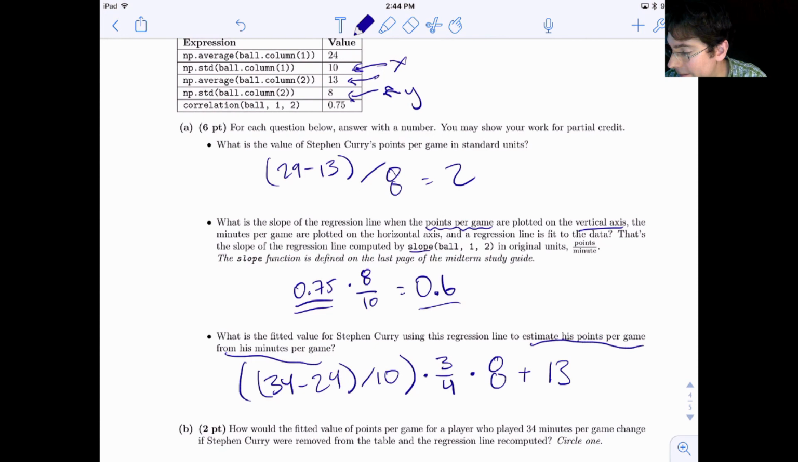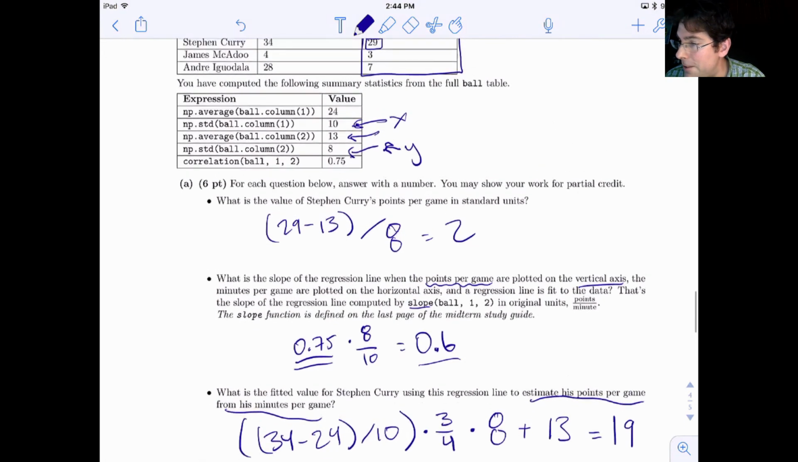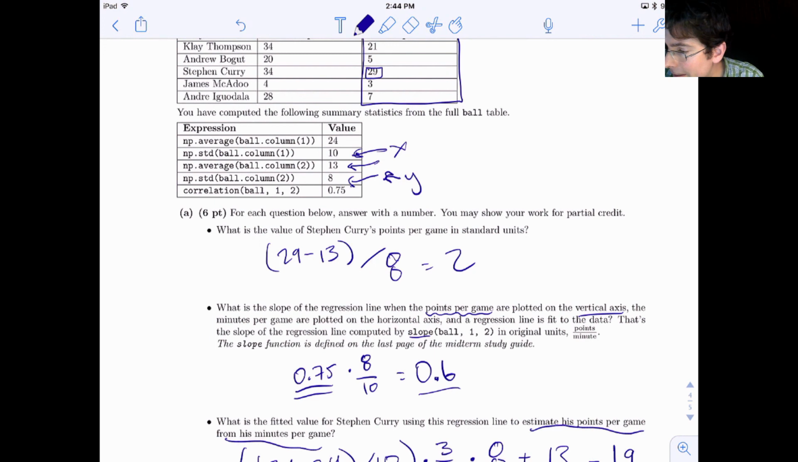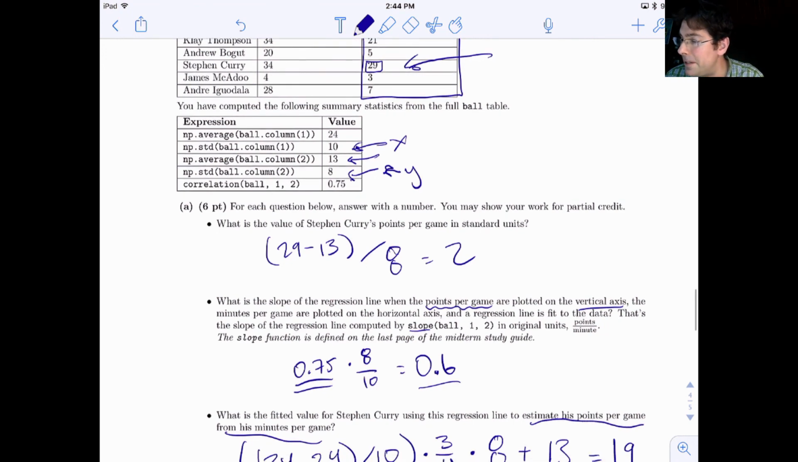So just working this out, 34 minus 24 is 10. 10 divided by 10 is 1. So this is 1 times 3/4 times 8. Well, that's 3 times 2 is 6. And 6 plus 13 equals 19 points per game. So according to the regression model, he's only supposed to score 19 points per game. In fact, Steph Curry scores 29 points per game. So he's an outlier in terms of the number of points he scores relative to the number of minutes he plays.